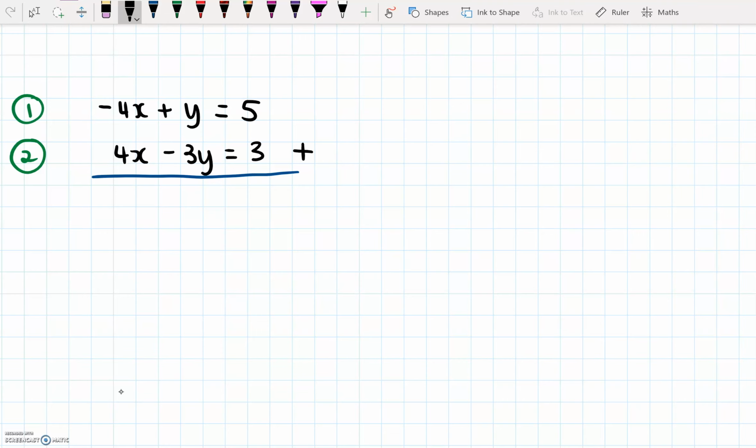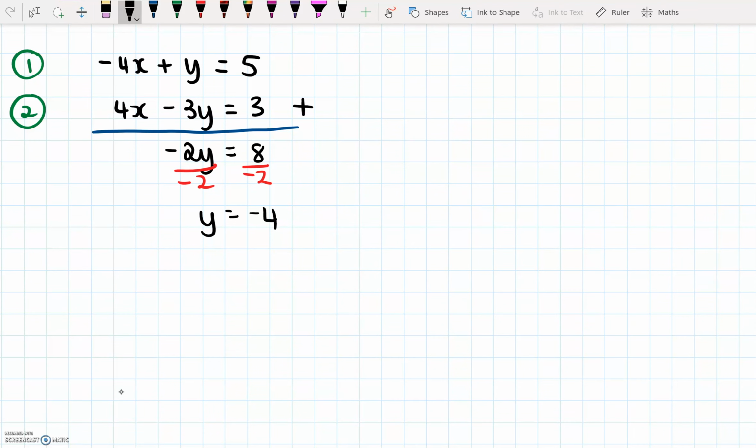So in the next one we have y minus 3y. That's going to give us minus 2y is equal to 5 plus 3, which is 8. Now we can divide by minus 2. We get y is equal to minus 4.